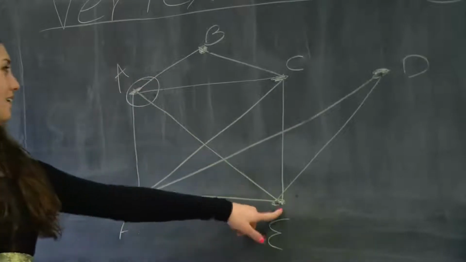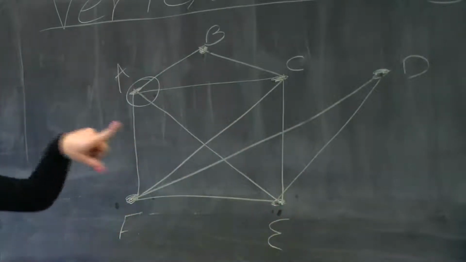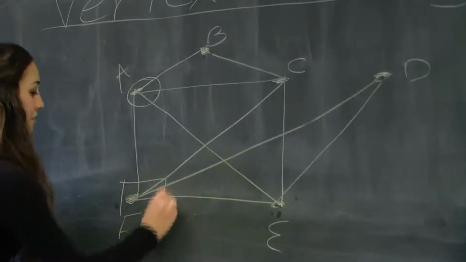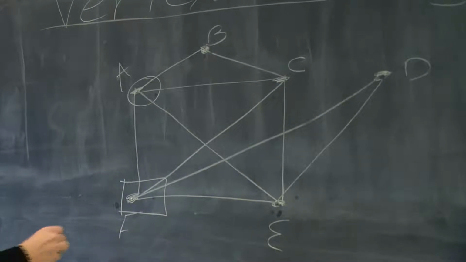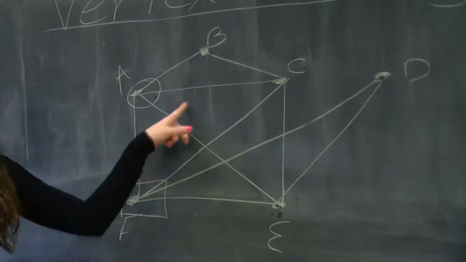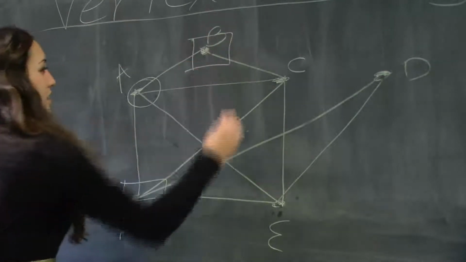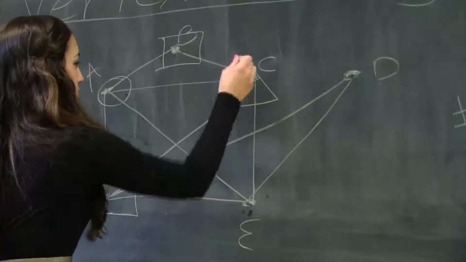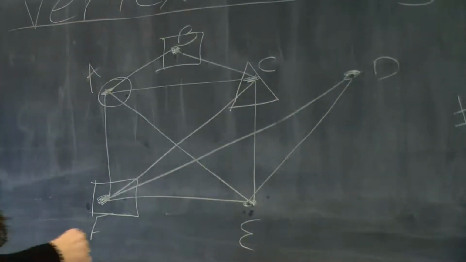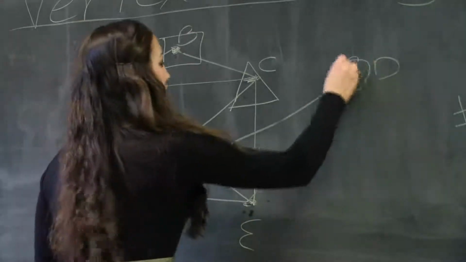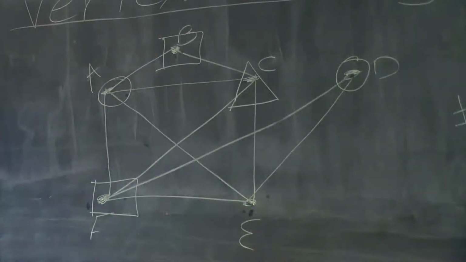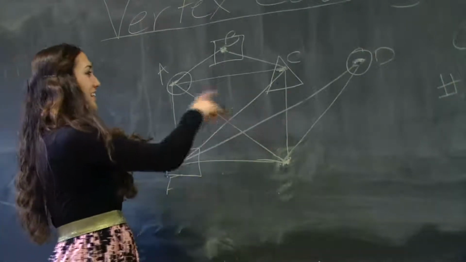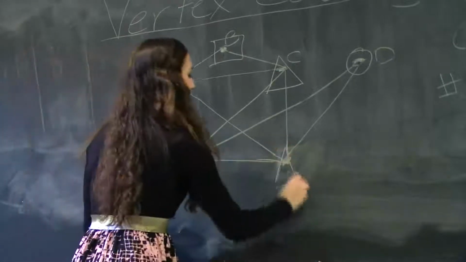Because A connects with E and B and F and C, we can't have any of those be a circle. So we'll put F as a square. And we can also put B as a square because F doesn't connect with B at all. And then C, we could do a triangle. And then we can put D as a circle too, because it doesn't connect with A at all. And then E has to be different from F, D, C, and A, so we're going to make it a star.